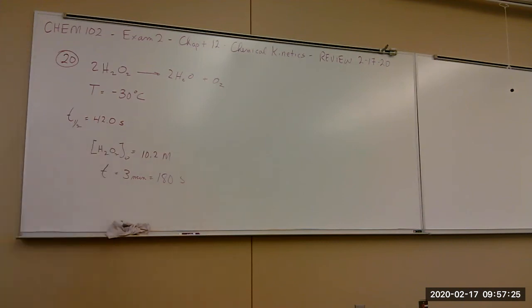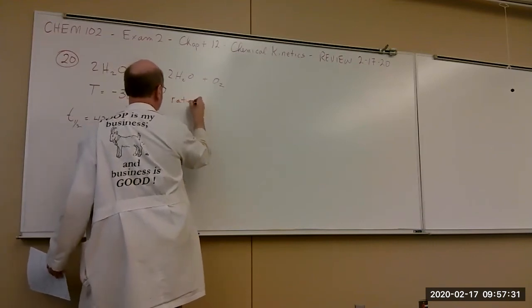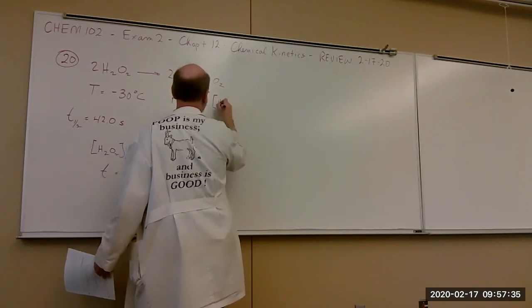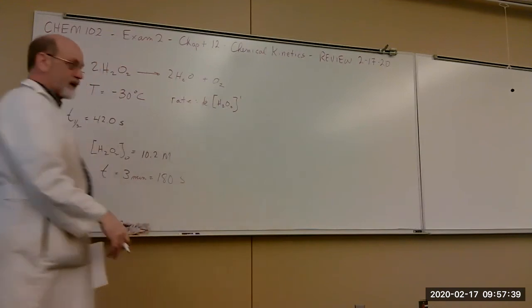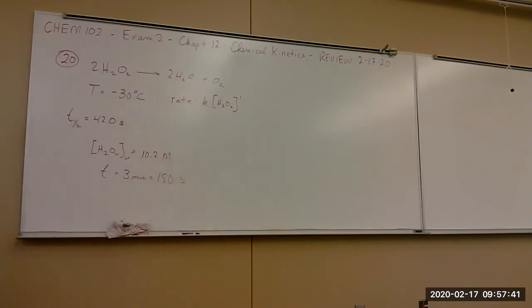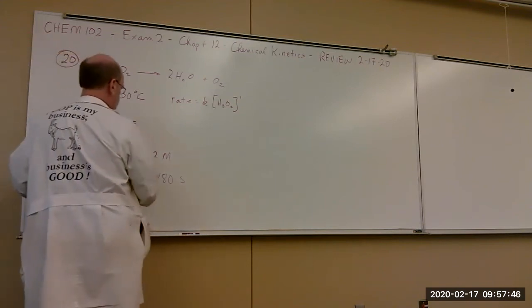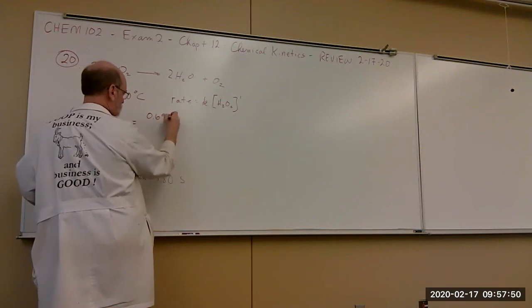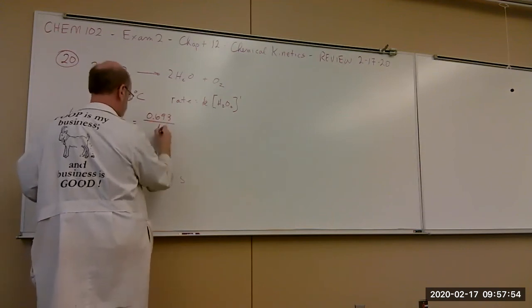Oh, what else? We also said first order. So this reaction is first order. That's given also. So that means this half-life is equal to what? What formula? 0.693, right? Divided by k. There we go.